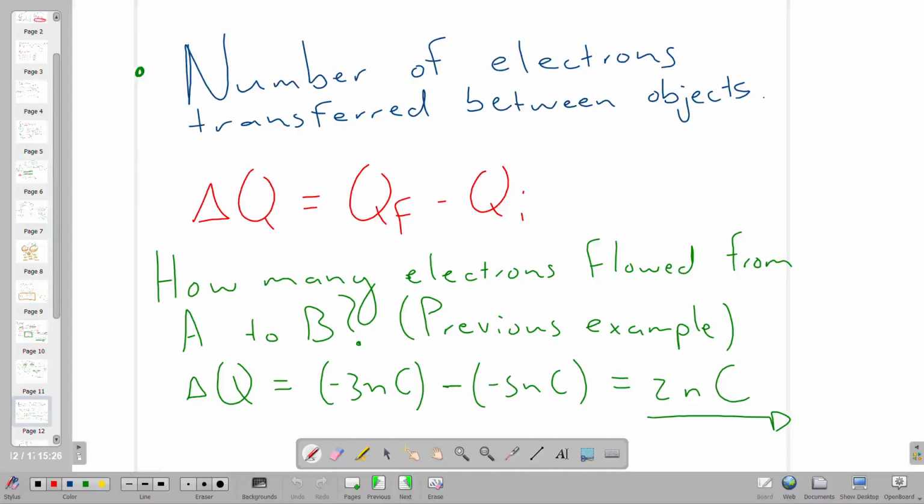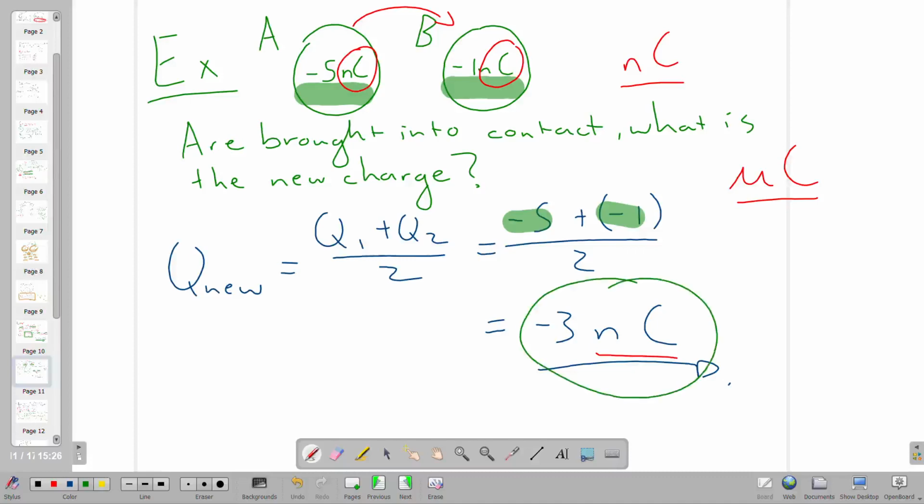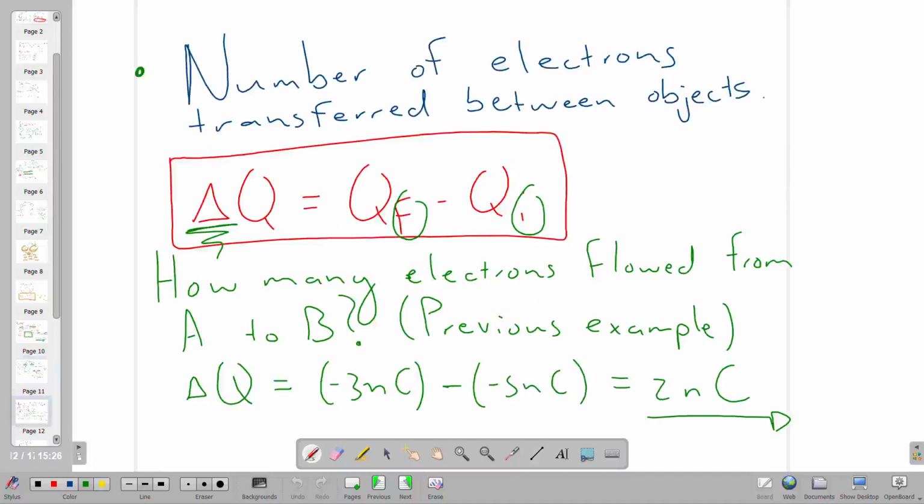So they ask us how many electrons flowed from A to B in the previous example, and we use this formula to calculate that. Remember, Q is the unit for charge. Delta over here means change. The F is final, and the I is initial. So F is the final charge. What do we calculate the final charge to be? Over here we can see it's minus 3 nanocoulomb. So we substitute that in, minus 3 nanocoulomb for the final. Remember, keep the negative sign there. And what's the initial charge on object A?